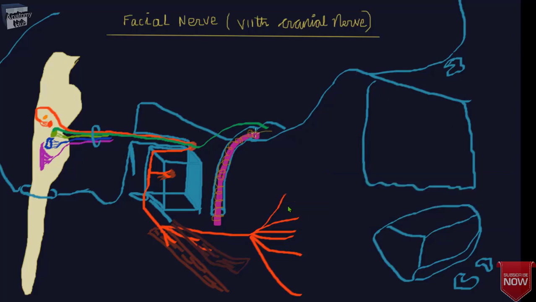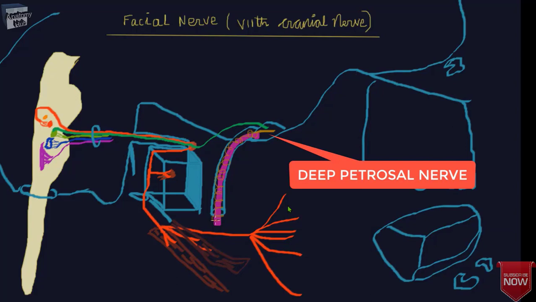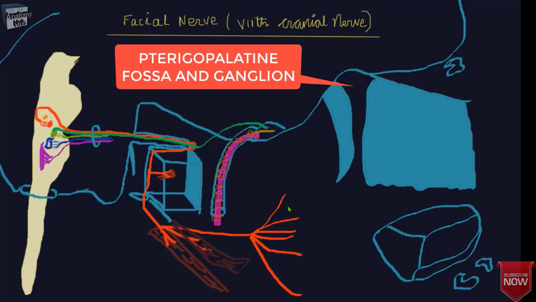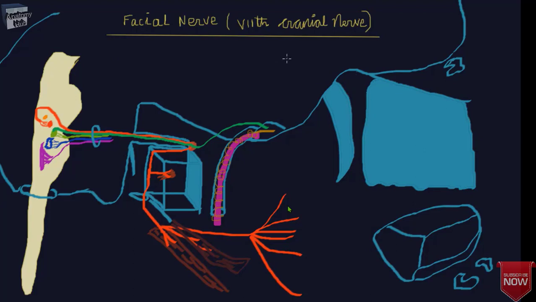fossa and the ganglion. That branch then exits the nerve to supply the lacrimal gland and mucosal glands of the mouth, nose and pharynx. And from this internal carotid artery, you will find there is the presence of the sympathetic plexus that gives over here the deep petrosal nerve, and here you will find the pterygopalatine fossa and the ganglion. Now the two branches, the greater petrosal nerve and the deep petrosal nerve, will enter into this pterygopalatine ganglion.